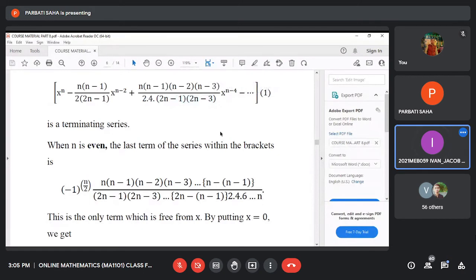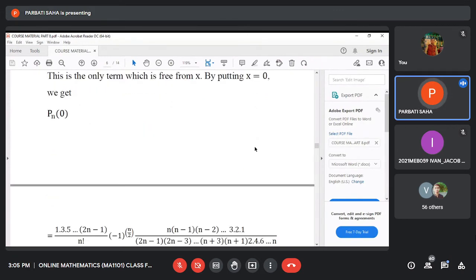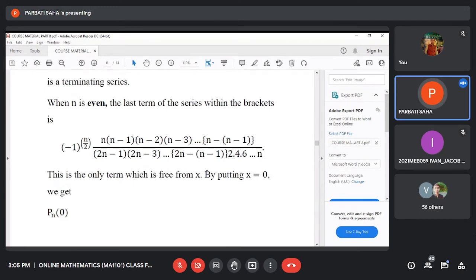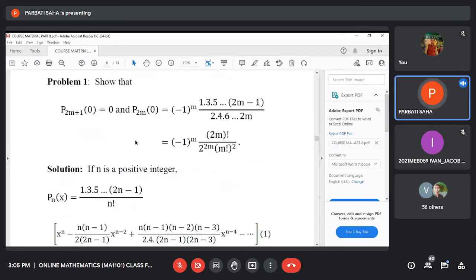Okay, now we proceed. By putting x equals to 0, you see the last term remains unchanged because this term does not contain x. This is free from x. Why are you putting x equals to 0? Because you have to obtain P_2m(0). So here x equals to 0, you have to put. And also you see P_2m+1(x), where n is odd, 2m plus 1.